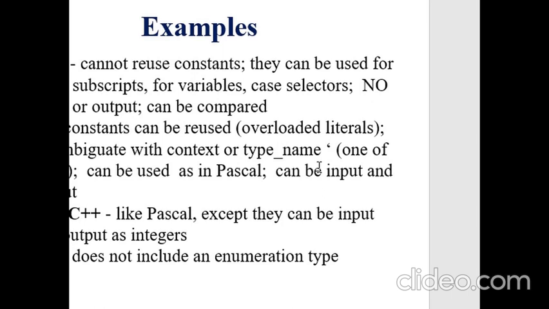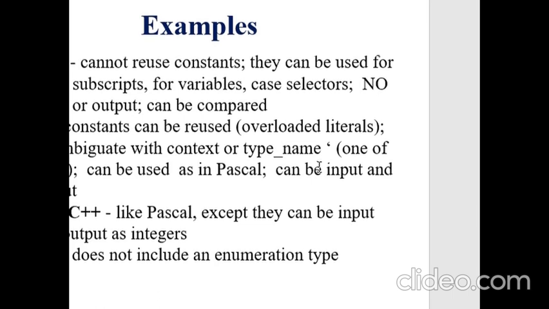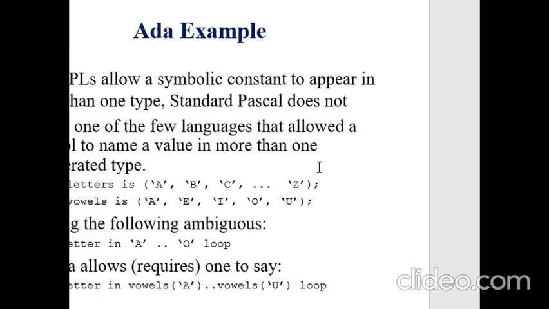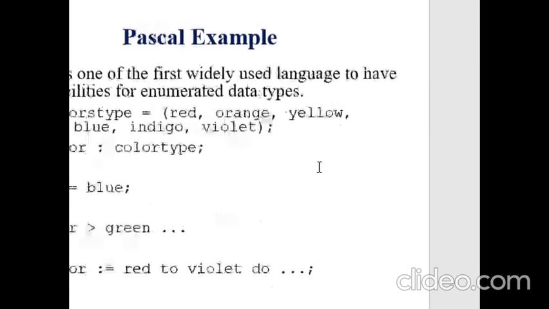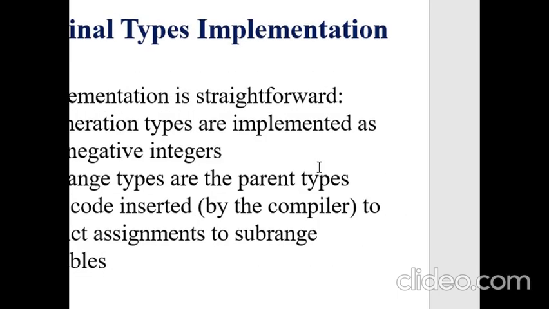They can be input and output. In C++, like C or Pascal, except they can be input and output as integers. The other example allows a symbolic constant to appear in more than one type. Standard Pascal does not; Ada is one of the few languages that allow a name's value in more than one enumerated type. The ordinal type implementation is straightforward: enumerated types are implemented as non-negative integers. The subrange types are parent types with code inserted by the compiler to restrict assignment to subrange variables.